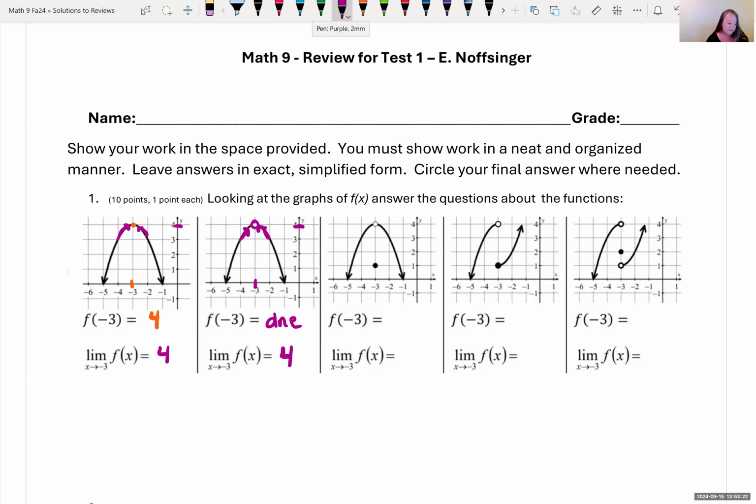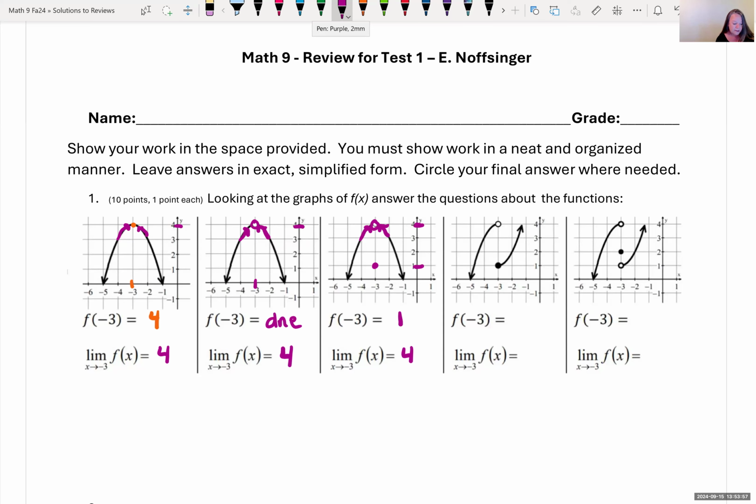For the third graph, we're looking at f of -3. On that parabola shape, the vertex is an open circle, but we do have a closed circle below. That is the y value when x is -3, and the y value when x is -3 is 1. Again, looking at the limit as x is approaching -3, we are coming into the same y value, getting closer and closer to 4 as x gets closer and closer to -3. So the limit as x approaches -3 is 4.